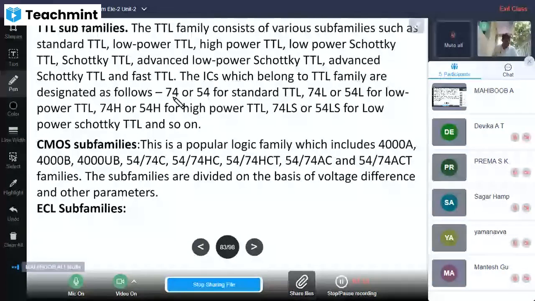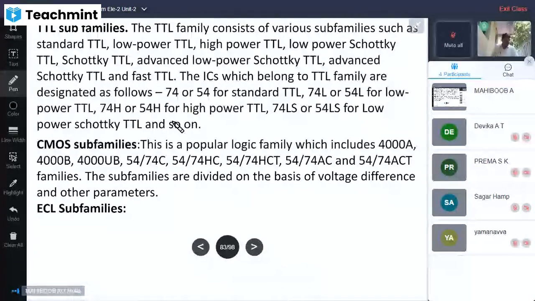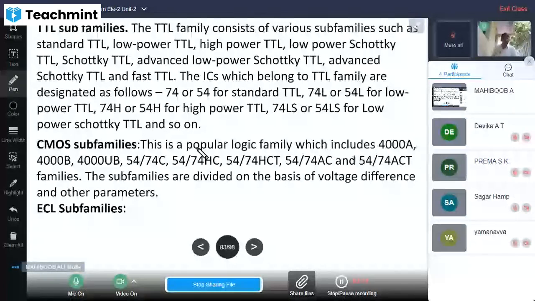So with Schottky technology, standard Schottky TTL, S is used, 74S, 54S. S for Schottky. Again, Schottky is further divided into low power Schottky, high power Schottky, advanced Schottky. For low power, LS is used. High power, H is used.